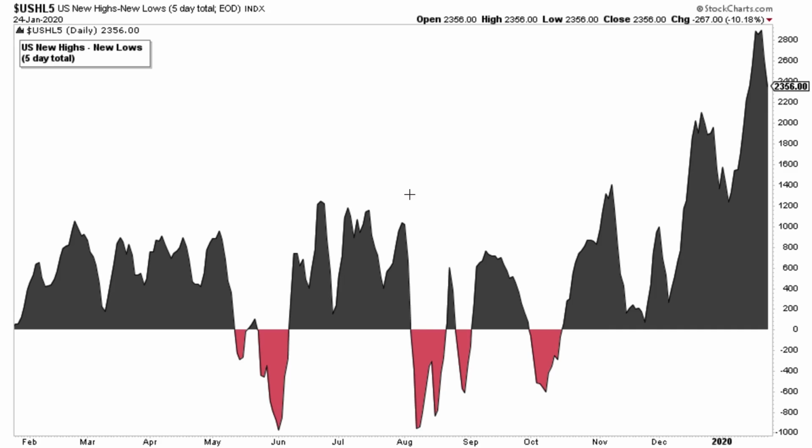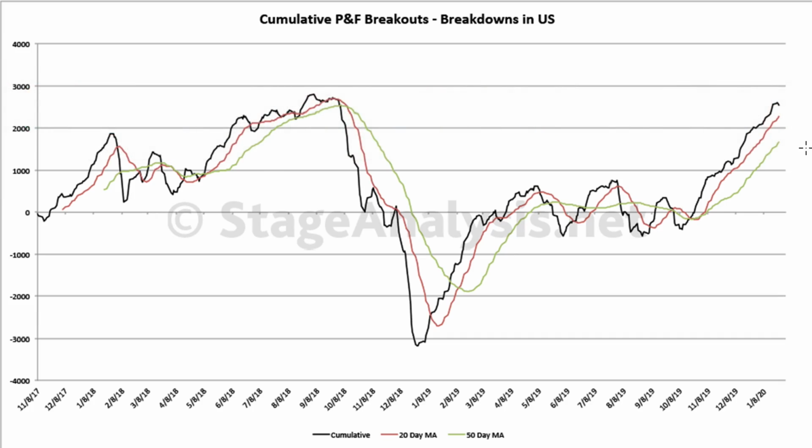Next, we've got the US new highs, new lows charts. This has been racing higher for many months now, still very high. It hasn't had much of a pullback yet, so there's not much to see on that one either. Okay, let's give up.